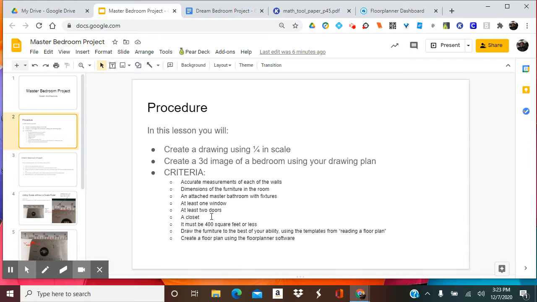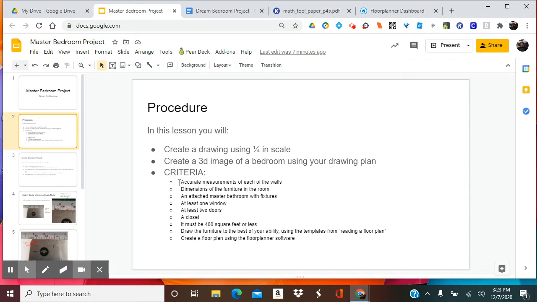The criteria that are required in this project are you're going to measure walls. You're going to dimension the furniture in the room, have an attached master bathroom with fixtures, at least one window, at least two doors, a closet, and your room must be in total 400 square feet or less. I do want you to draw the furniture to the best of your ability using either a template from reading a floor plan or just drawing it in there.